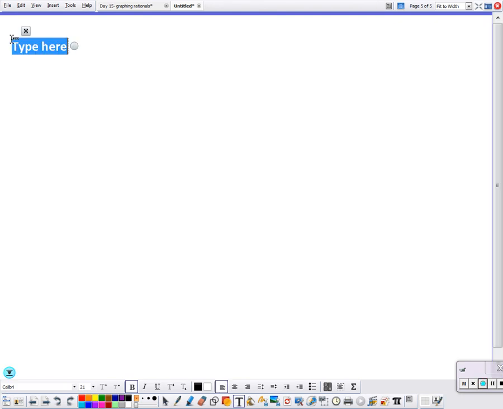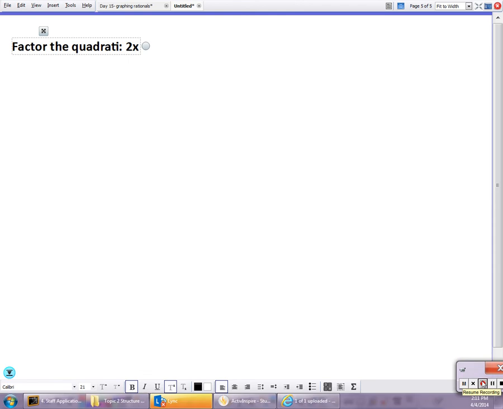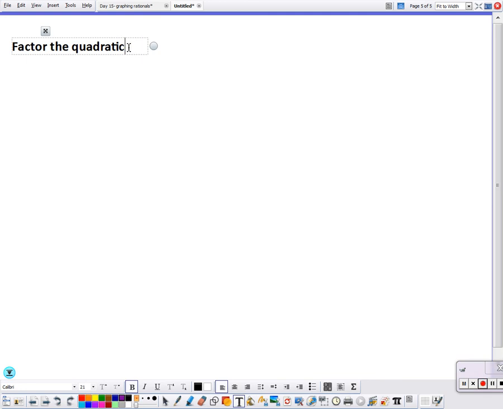Let's do a harder example. Let's factor the quadratic 2x squared minus 5x minus 12. Oops, I spelled quadratic wrong. Factor the quadratic 2x squared minus 5x minus 12.